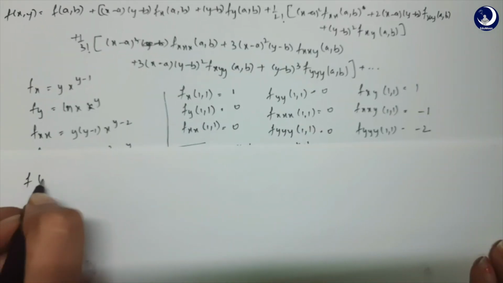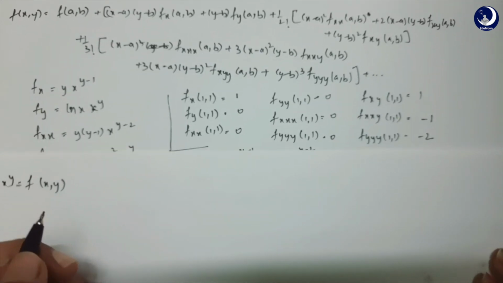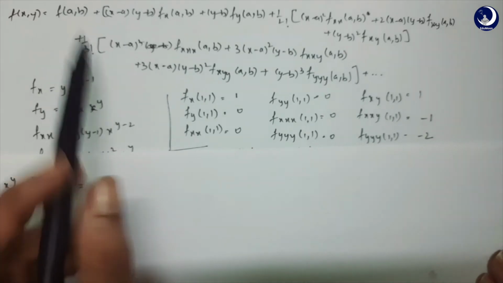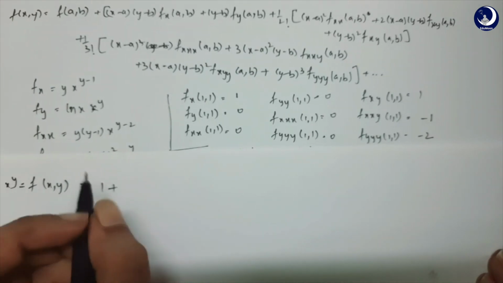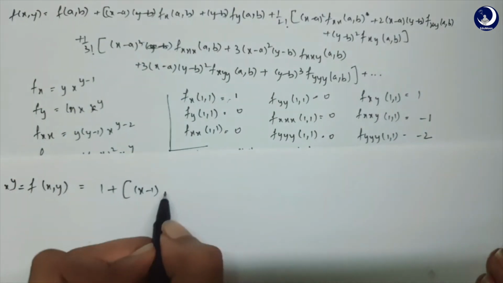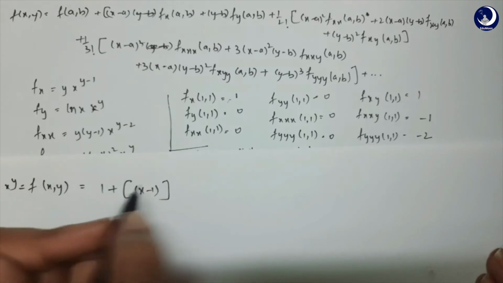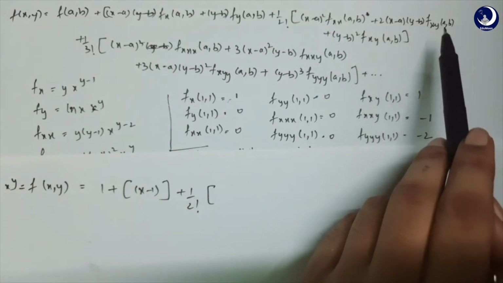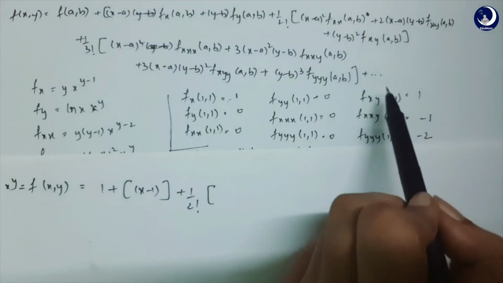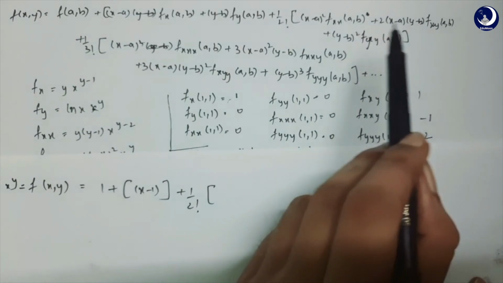So that would give us f of x comma y, so x to the power y equals f of a comma b. So x to the power y, you substitute 1 comma 1, we would get 1, plus x minus 1, f_x at a comma b is 1, so it's that, plus y minus 1, f_y at a comma b is 0, so that term gets cancelled. Then 1 by 2 factorial, f_xx is 0, f_yy is 0, and f_xy is 1. So we only have this term.